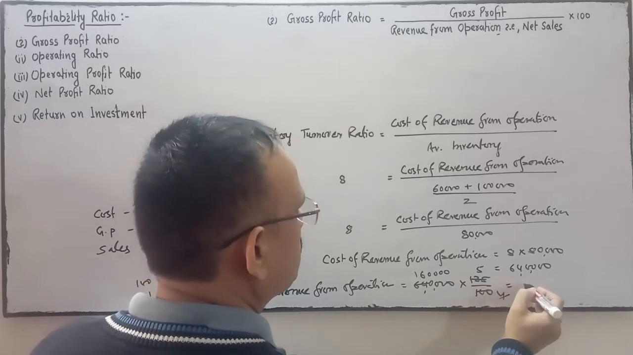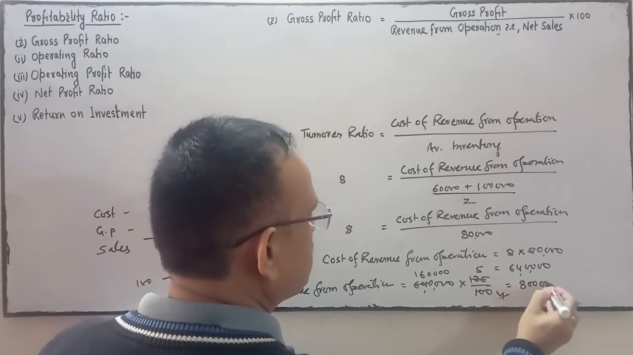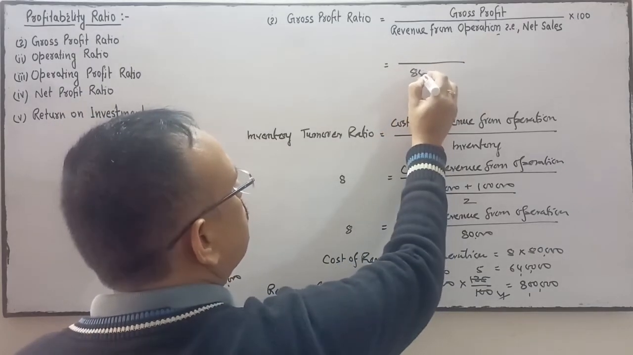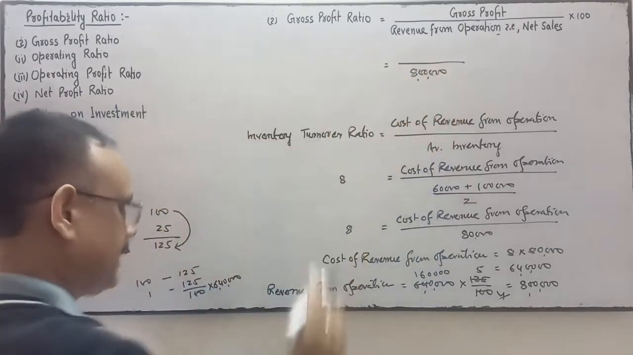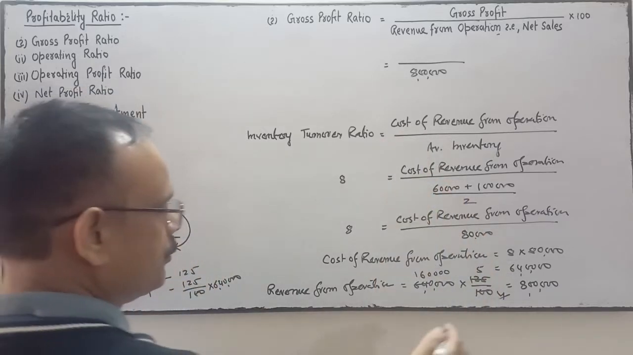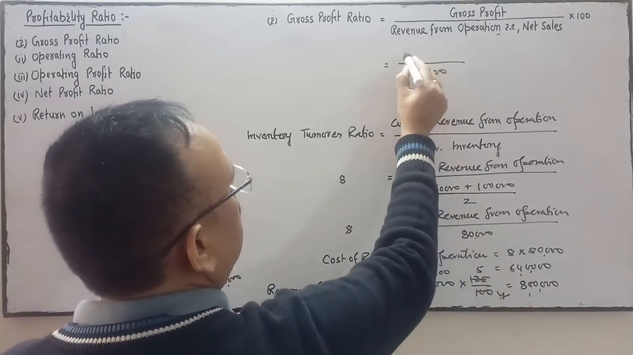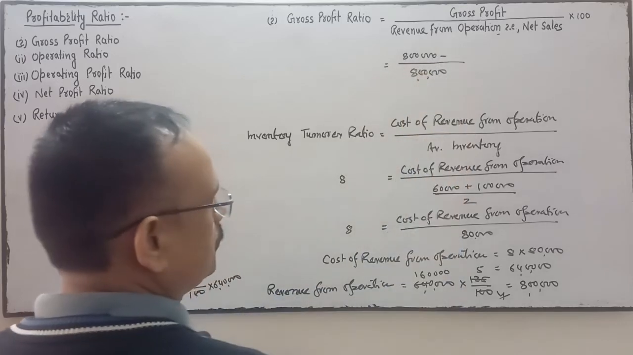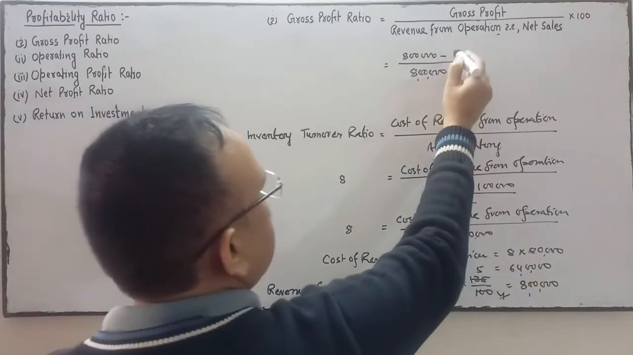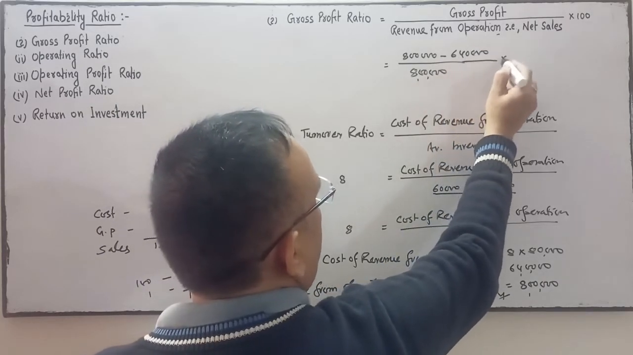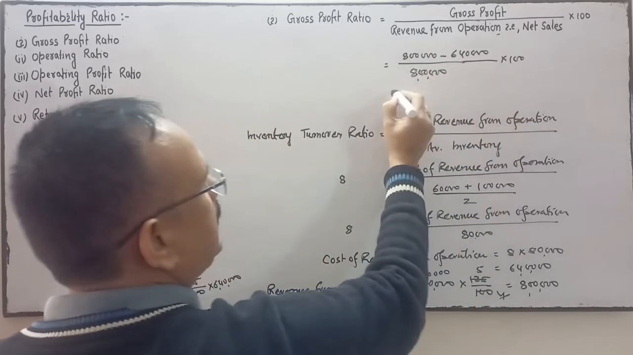So it is 8 lakhs. Revenue from operation is 8 lakhs. Okay. Now GP is equal to what? Gross profit is equal to revenue from operation 8 lakh minus cost of revenue. Cost of revenue is how much? 6 lakhs 40,000. Cost of revenue. Indicate your GP, revenue from operation minus cost of revenue.